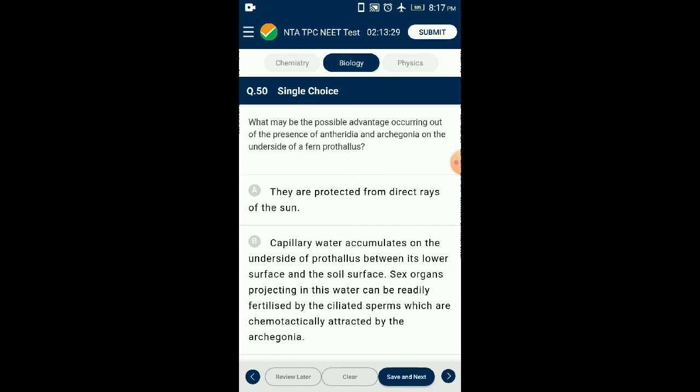Question number 50. What may be the possible advantage occurring out of the presence of antheridia and archegonia on the underside of fern prothallus?